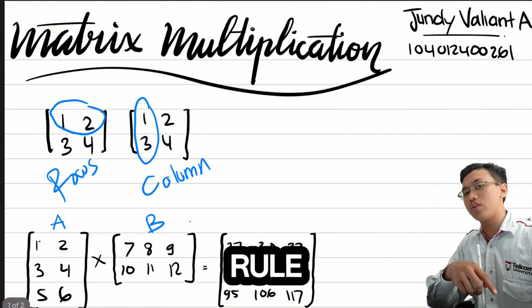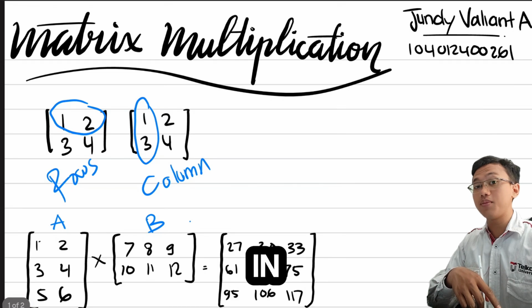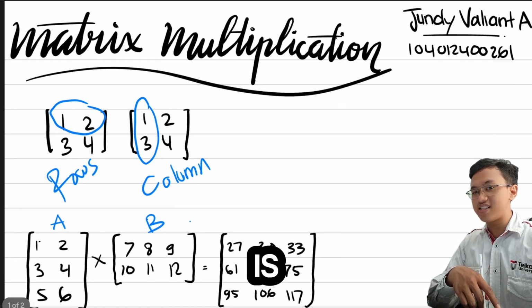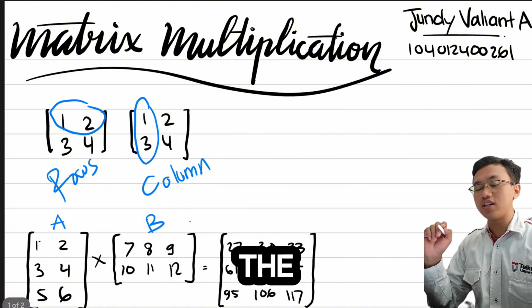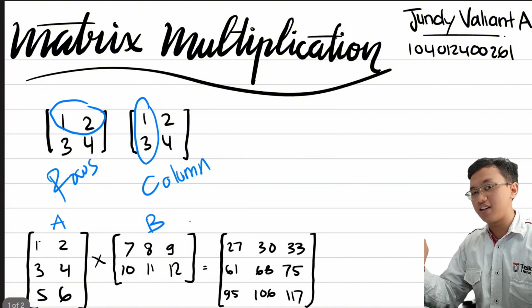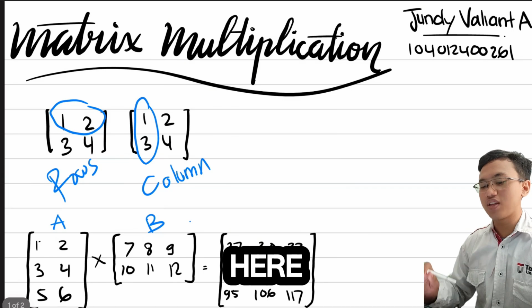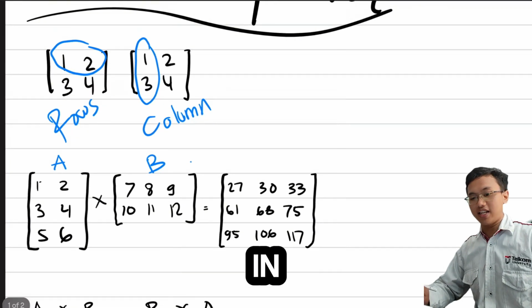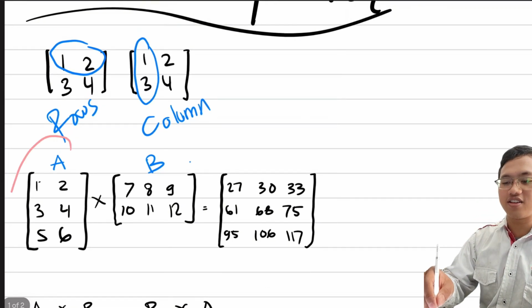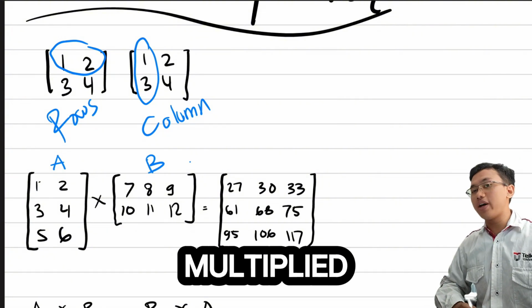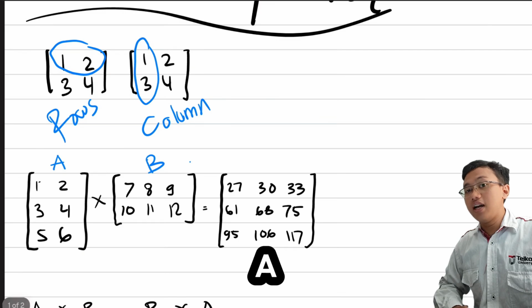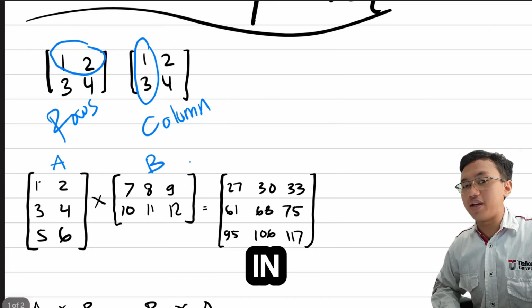There is one important key rule in matrix multiplication, and that is the number of columns in A must equal the number of rows in B. I have some examples right here. I have a 2 times 3 dimension in matrix A, multiplied by a 3 times 2 dimension in matrix B.